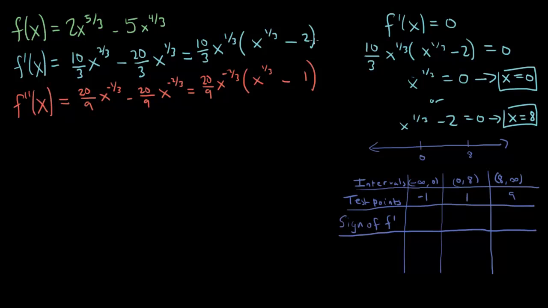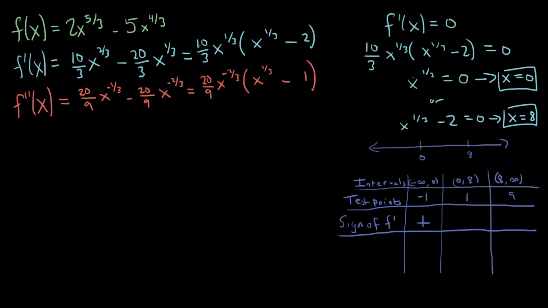If we take -1 and evaluate f prime of -1, well, the cube root of a negative number is negative. So we're gonna have a negative number here. It's negative minus negative, so we're gonna have a negative number times a negative number, which results in a positive number. Remember, I don't really care about the exact number. I just care about the sign of f prime.